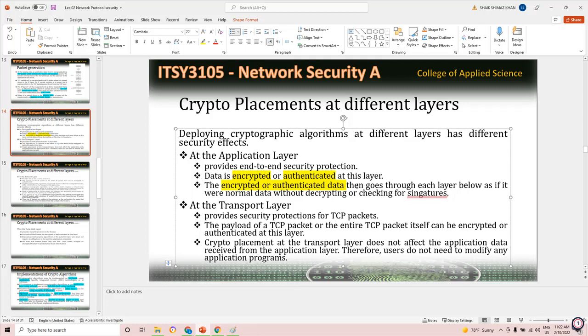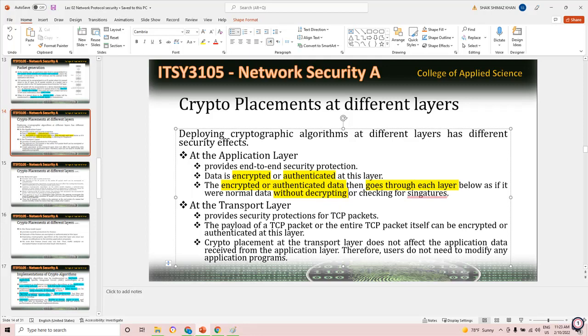So the encrypted or authenticated data goes through each layer without decryption. I'm making it simple for you. Wherever I highlight, you try to note down, or I will send this PPT to you after the class. So it is easy to prepare for the exam.